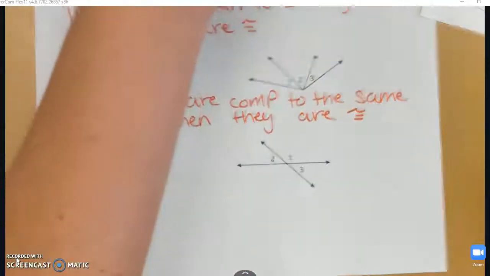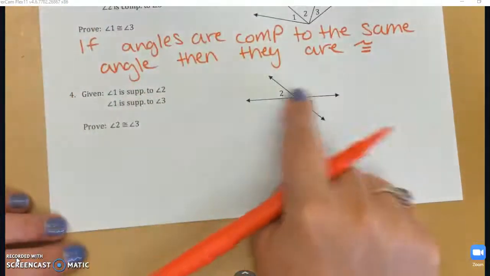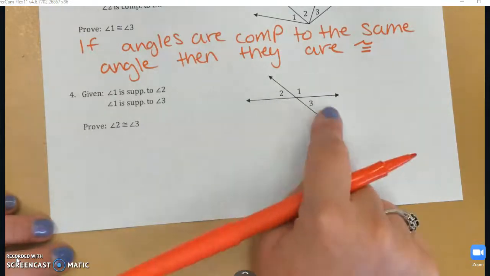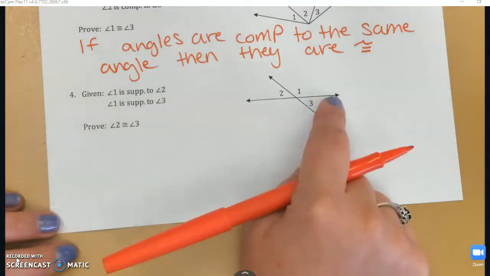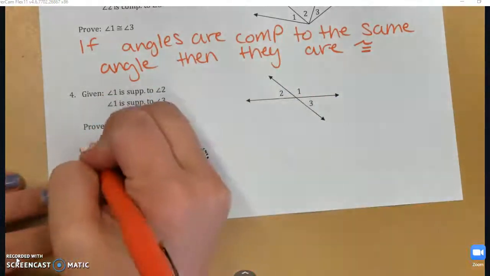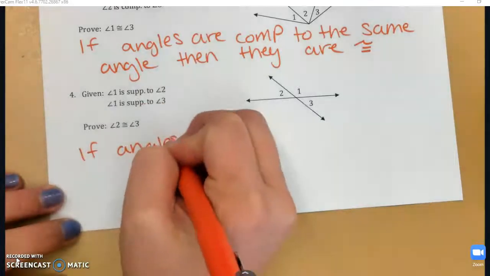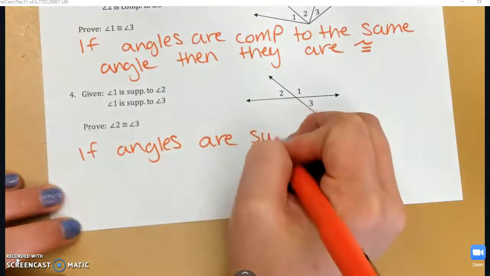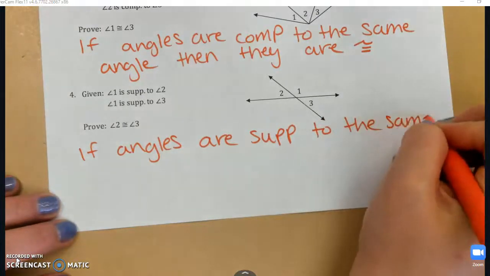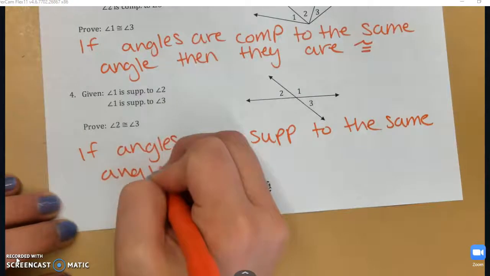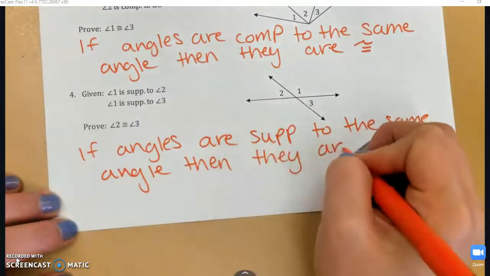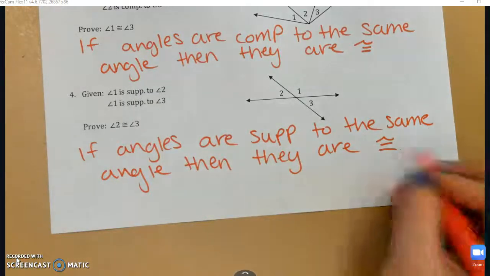All right, and last but not least, 1 is supplementary to 2 and 1 is supplementary to 3. How do I know that 2 is congruent to 3? Well, I've got angles that are supplementary to the same angle. So, 3 angles, if angles are supplementary to the same angle, then they are congruent. And that is it.